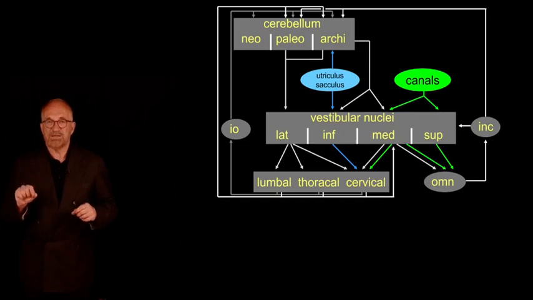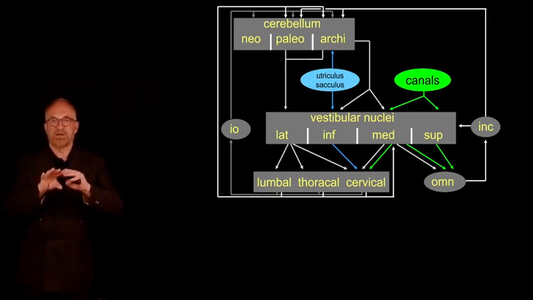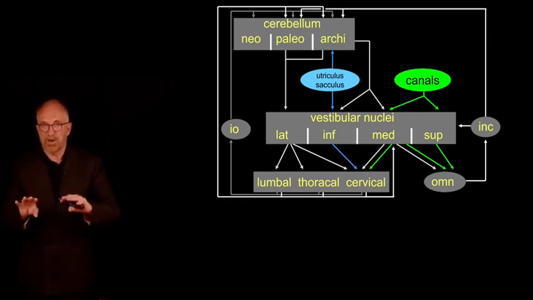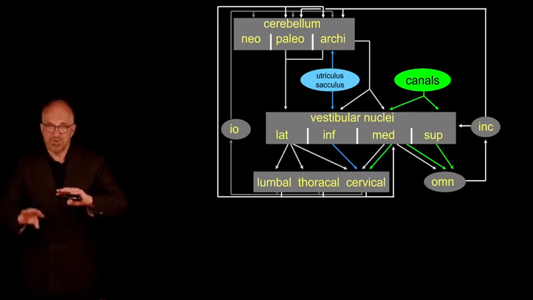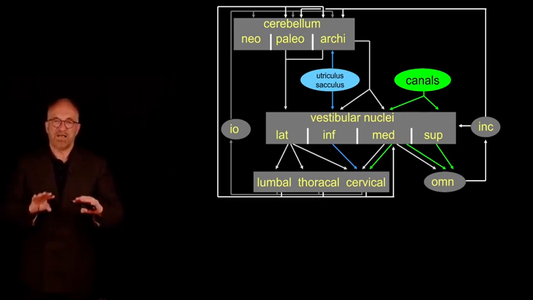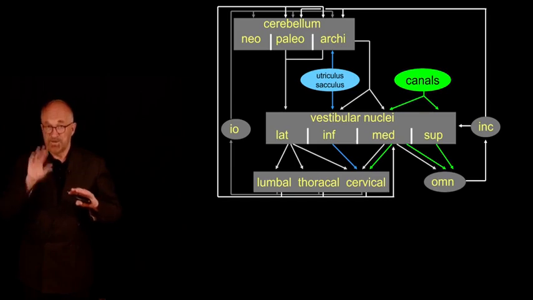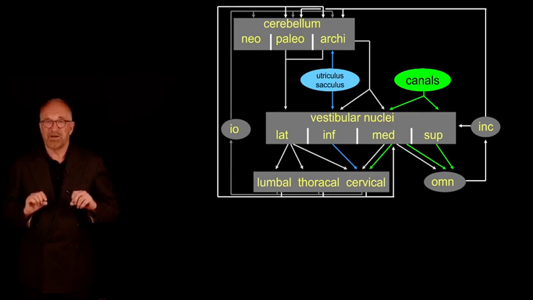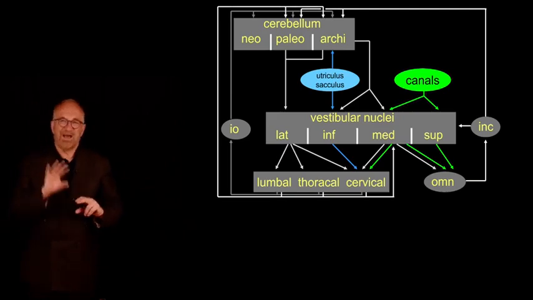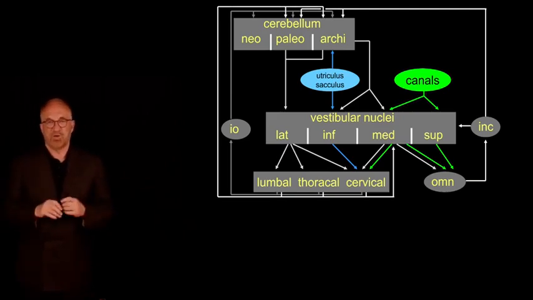You see that the canals, utriculus and sacculus project to the vestibular nuclei, the lateral, inferior and medial part, and they play a role in vestibulospinal reflexes and head stabilization. Information also goes from the utriculus and sacculus to the archicerebellum, so there's a direct projection there, and the cerebellum plays an important role in adaptation of all these reflexes and controls.